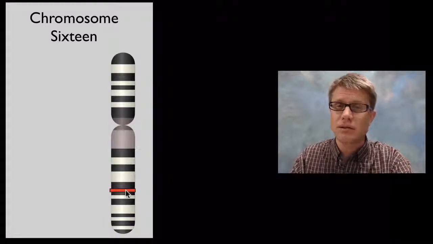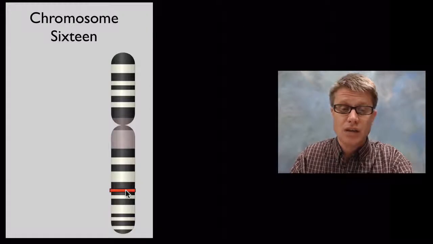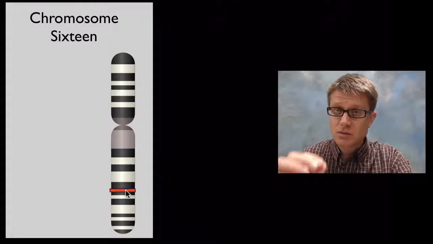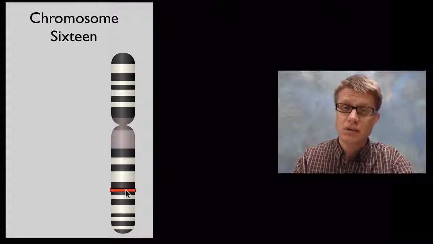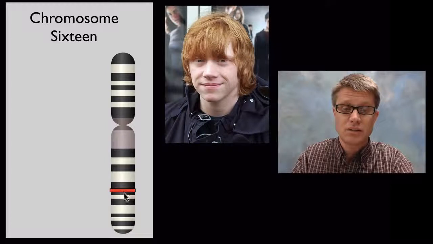But if we were to look way down here, there's going to be a gene. And that gene, if there is a specific change in it, is going to code for a specific color. And that color is going to be red, in red hair. Now, there's not just one gene on chromosome 16. There's going to be around 1,000 genes just on chromosome 16. And each of those are coding for specific proteins. But this one right here is coding for that red hair color.